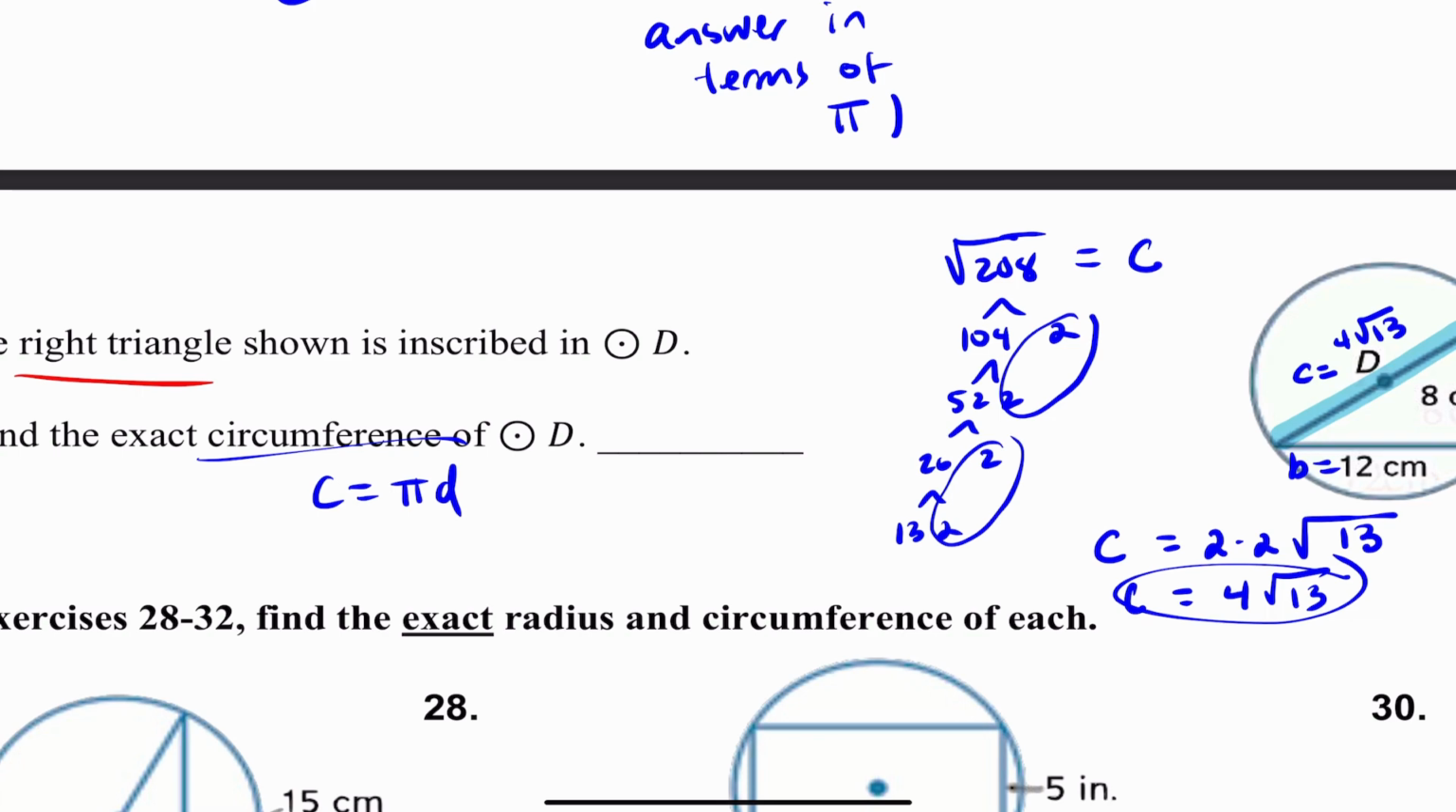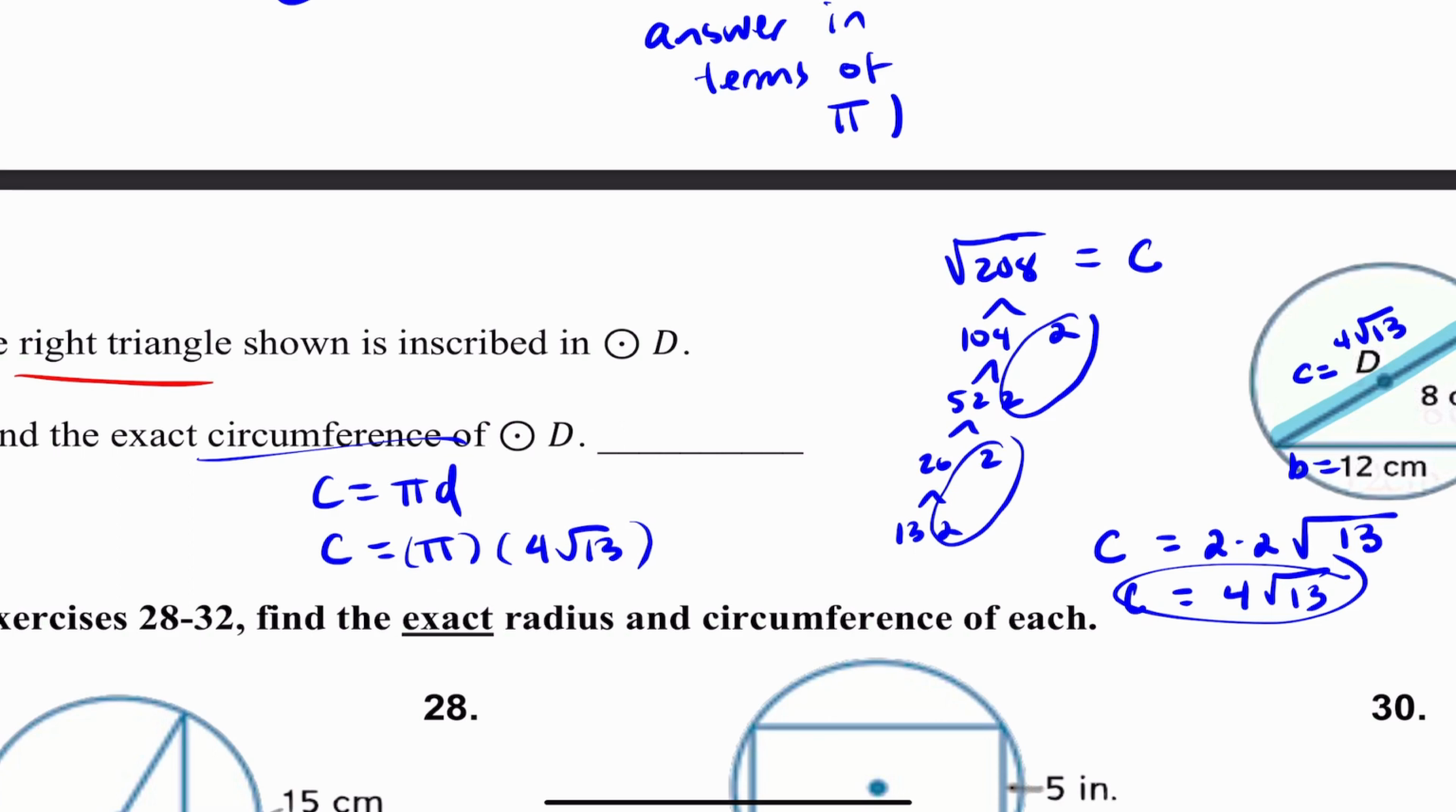C equals pi D. We know that the diameter is 4 root 13, okay? So C equals pi times 4 root 13. You need to remember, you multiply the coefficient to coefficient, and then you multiply the radicand to the radicand. This is not a radical, it's actually a number. So you actually multiply this by that, not this with that whatsoever.